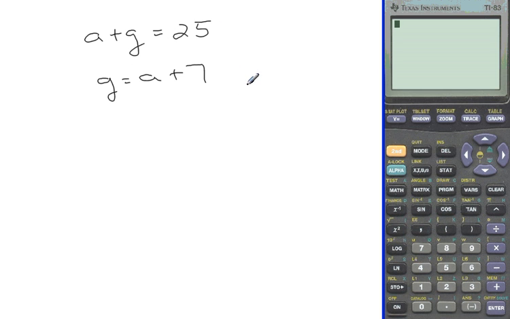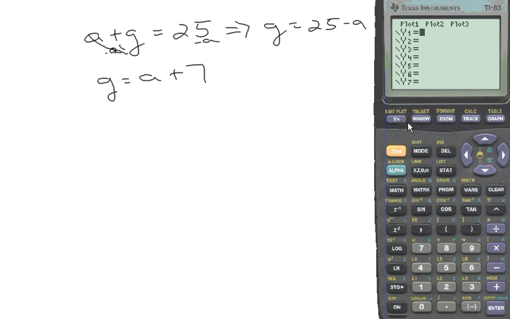So now when we want to graph and solve this system of equations to find the value for a and g, we have to rearrange them to get one of the variables by itself. So a and g can be either x or y, it doesn't matter as long as you choose one. In this case, I'm going to pick g to be my y variable because it's already isolated here, so I only have to rearrange the first equation. So if I rearrange this to get the g by itself, I'll subtract a from both sides, and g equals 25 minus a.